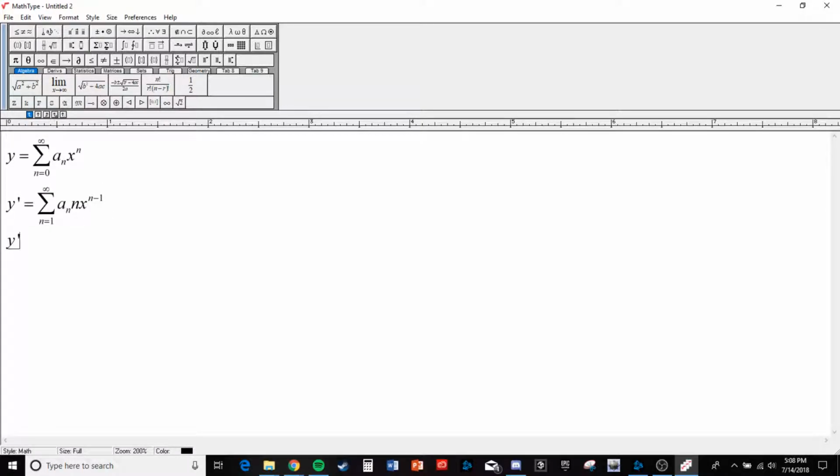And it's the same process with the second derivative. a sub n is a constant. This n is also a constant. Then you bring down the n minus 1 and multiply times x to the power of n minus 2. It goes to infinity, and just like the last one, this one has to start 1 above. Alright, so now we have y and its first two derivatives.